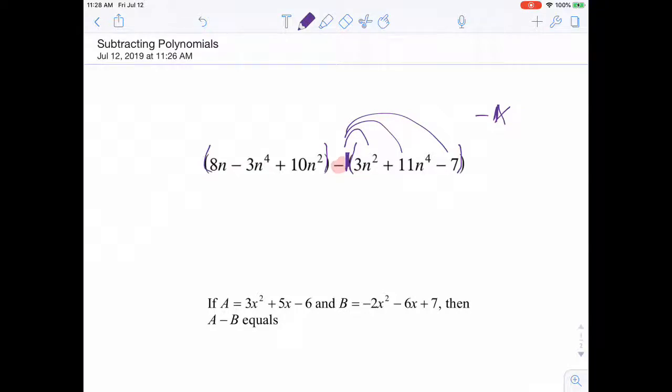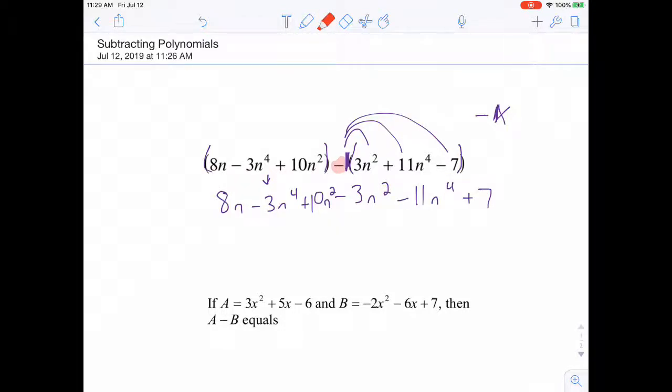So we have -1 times 3n squared is -3n squared. -1 times positive 11n to the fourth is -11n to the fourth, and then -1 times -7 is +7. If you notice, I did drop the parentheses here, and I didn't do anything with this first polynomial, so all I'm going to do is bring it down without the parentheses. Okay? My next step after I distribute is to combine like terms.